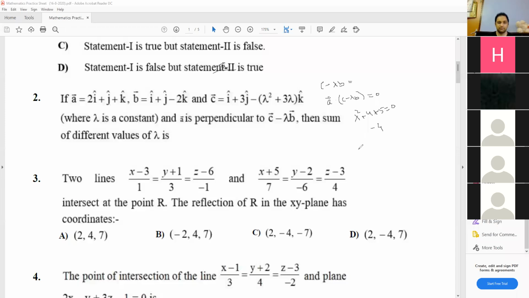Yes, sir. Okay, question number 3. Well, 3 was simple. The point of intersection. So, how do we find the point of intersection of the two lines? Take this equal to lambda. इसको lambda ले लिया. यहाँ से we'll find out x, y, and z, and then take these values and substitute in this. उससे lambda आ जाएगा, and then we'll back substitute lambda in this to get the point.